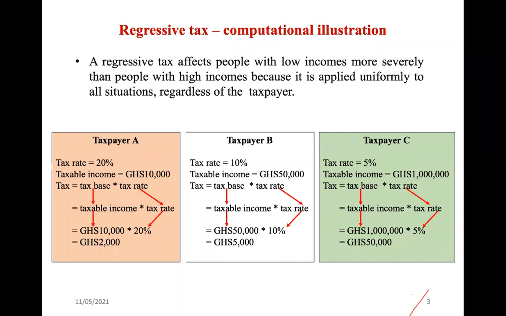Now, when we say regressive tax, we are not looking at the actual amount paid, okay? We are looking at the percentage of the income that is actually paid in taxes. So you see that 50,000 as a percentage of 1 million is actually just 5%. So it's only 5% of his income that is paid in taxes. And for taxpayer A, he is actually paying 20% of his meager income. You get it? So that is what we mean by a regressive tax.